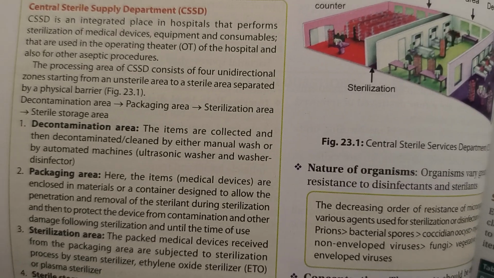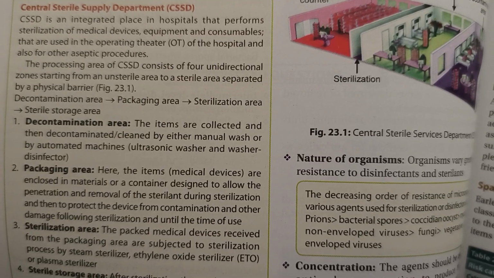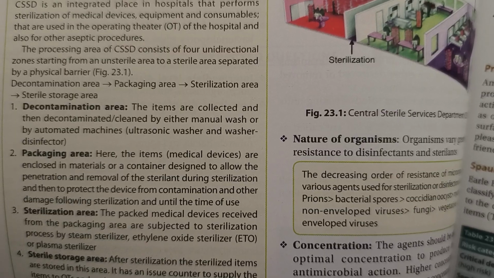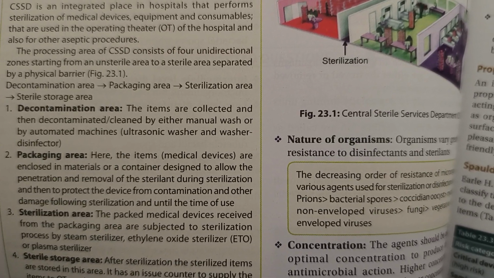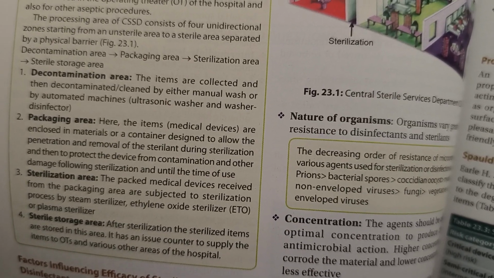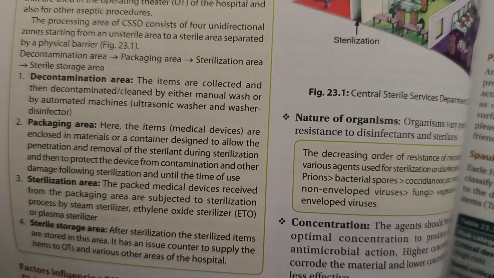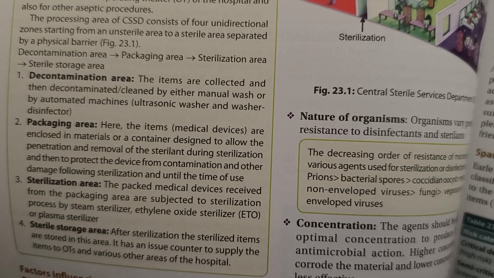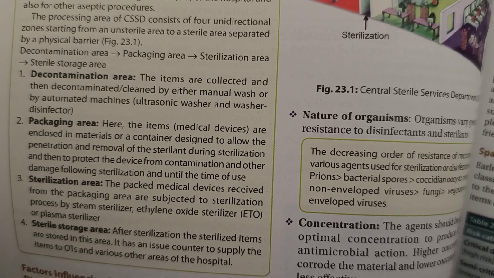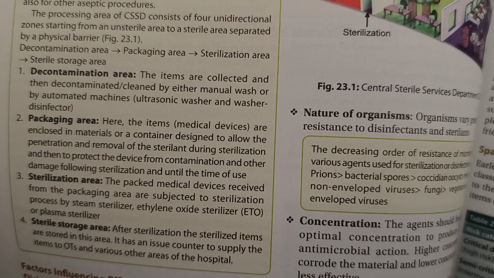CSSD is an integrated place in hospitals that performs sterilization of medical devices, equipment, and consumables that are used in operating theaters of the hospitals and also for other antiseptic procedures. The processing area of CSSD consists of 4 unidirectional zones starting from an unsterile area to sterile, separated by physical barriers: decontamination area, packaging area, sterilization area, sterile storage area.